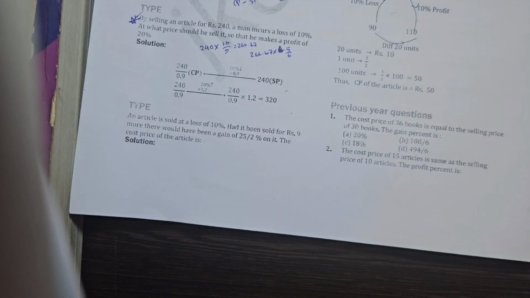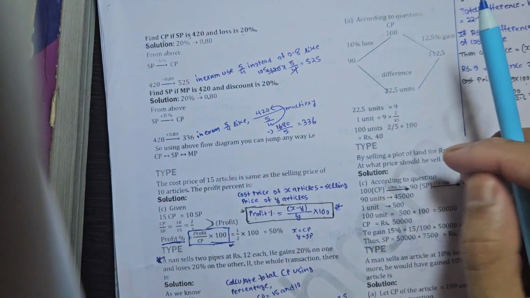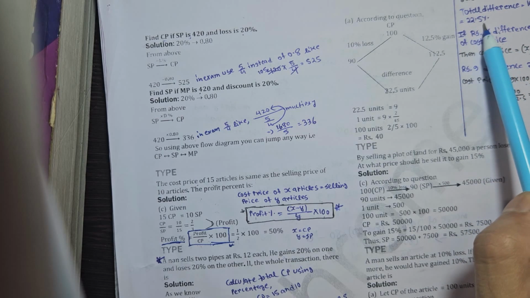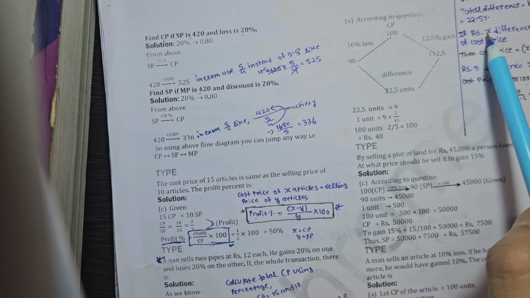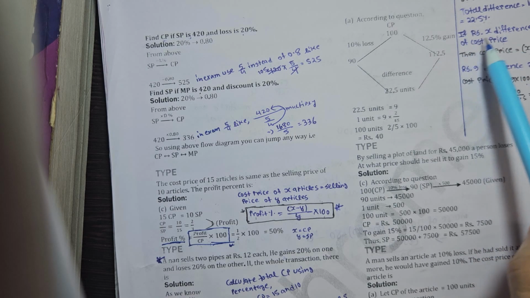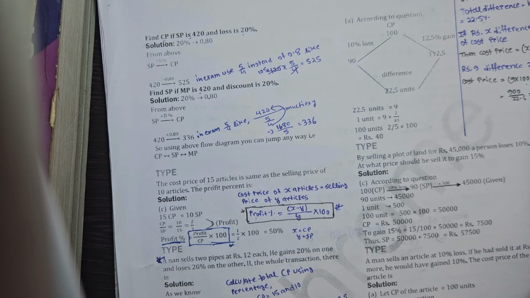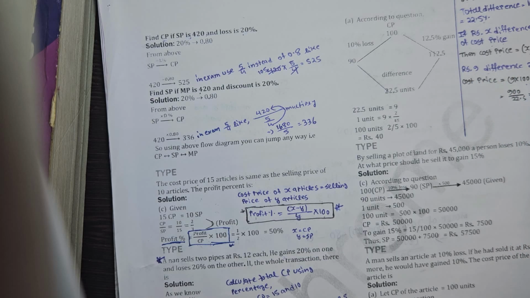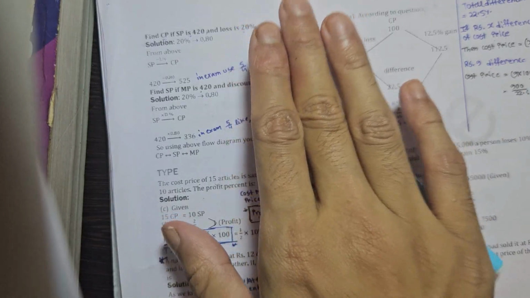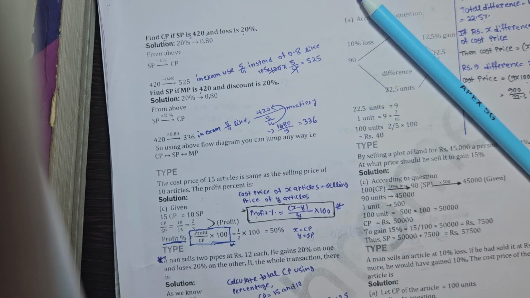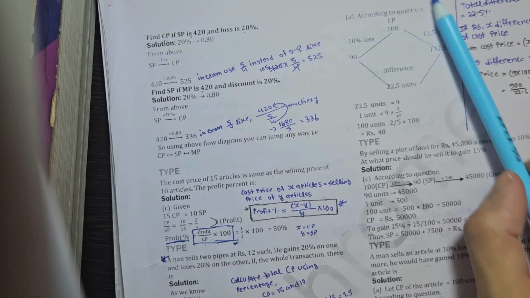There are other ways to do it, like this method: from 10% loss to 12.5% gain, the total difference is 22.5%. So if a difference of rupees X equals Y percent of cost price, then cost price is X into 100 divided by Y. So for rupees 9 difference, there is a 22.5% difference. So we are calculating like that. If the selling price is increased by 9 rupees, the difference is 22.5%. From a loss of 10%, now you are earning 12.5%.